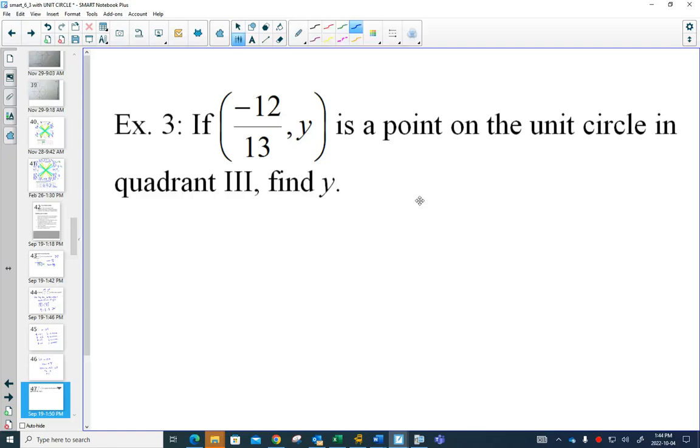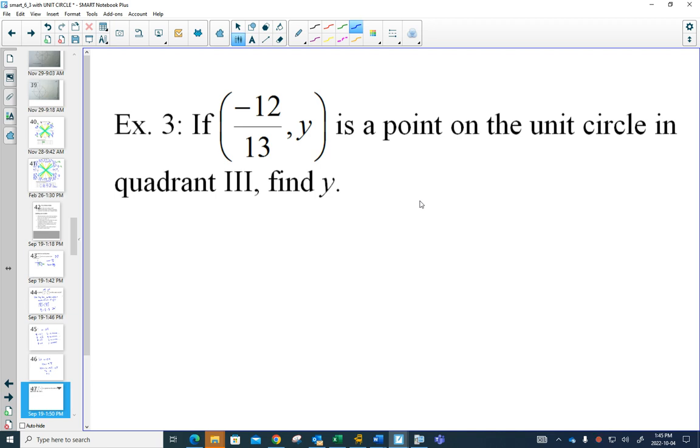Sorry, we were on example number 3. It tells us that if negative 12 over 13, comma y is a point on the unit circle, you can find in quadrant 3, you can find y. There's a couple of ways you can do this. You can use the equation of the circle, x squared plus y squared equals 1. I find the easiest way is to use trigonometry and draw a triangle.